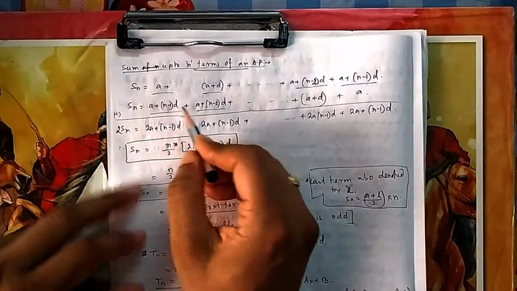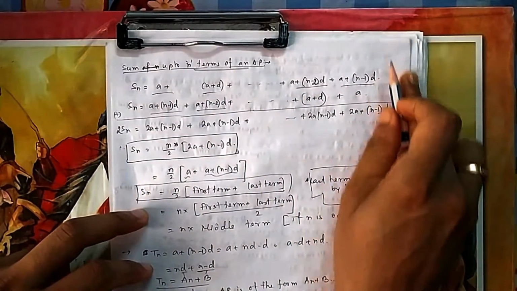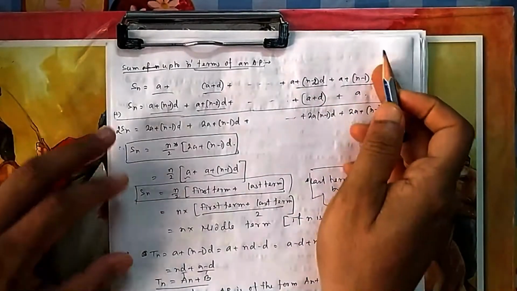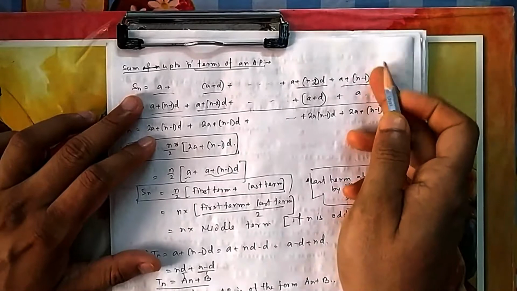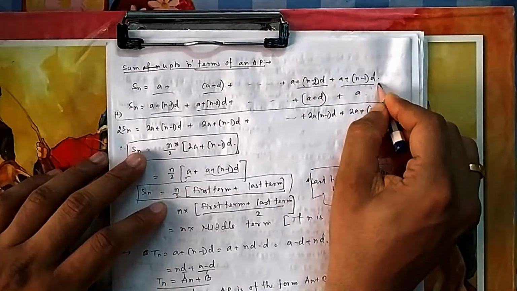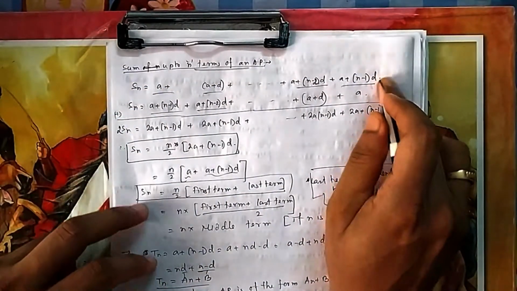Suppose this is Sn. I have written A, A plus D, A plus, and the last one is A plus n minus 1 into D. You have seen this is the last term or nth term. Suppose your AP stops right here. It is a finite AP series, so it stops there.